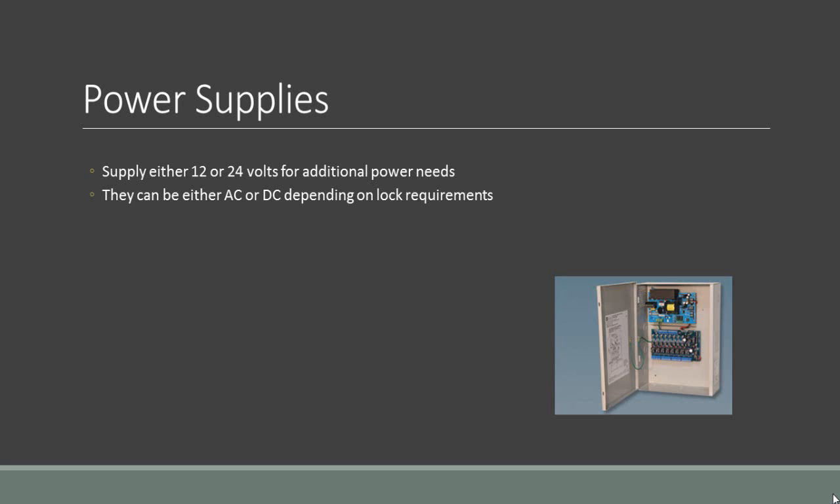Power supplies will be required for mag locks as well as alternative locking devices. These devices, the power supplies, also require a backup battery for power outages. Power supplies can be mounted in the main panel location or above the door in certain circumstances.